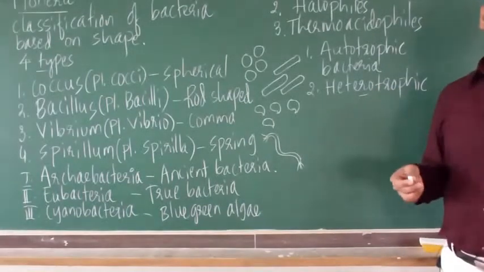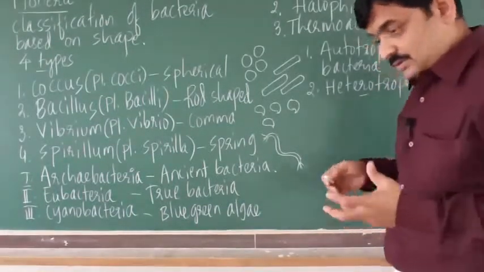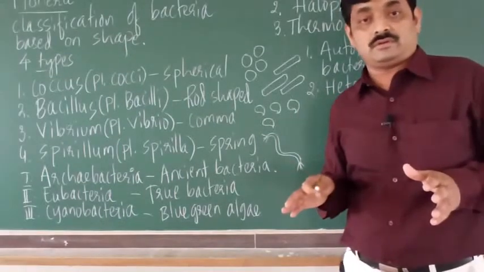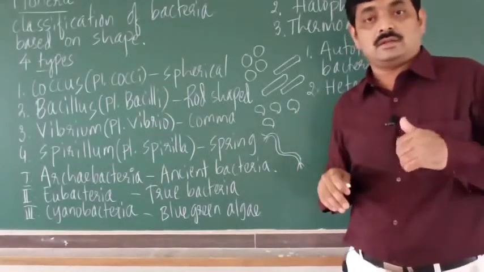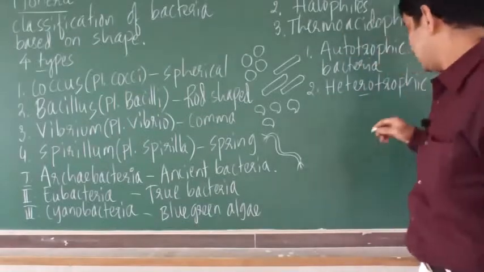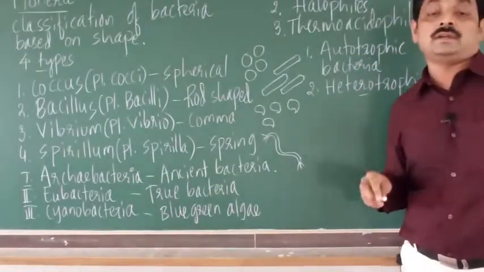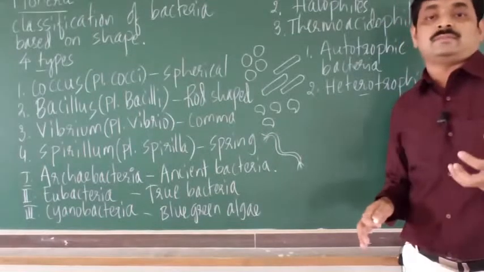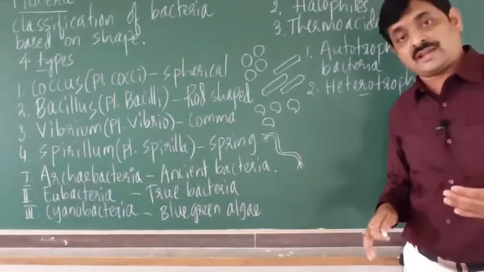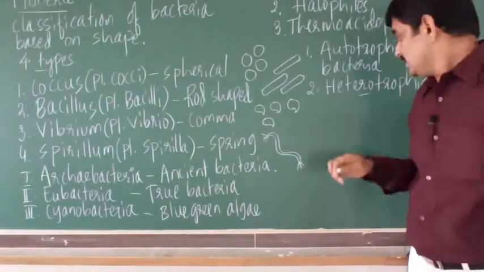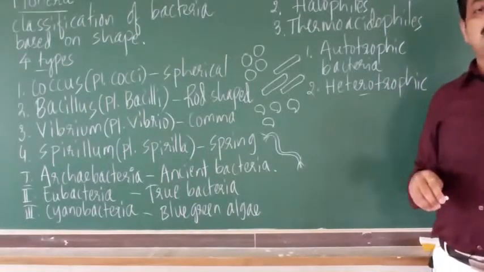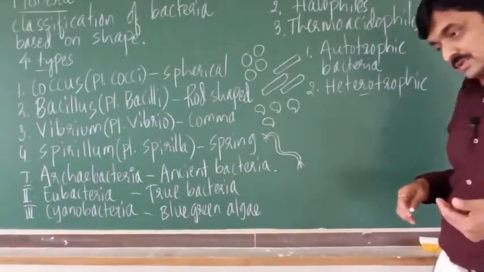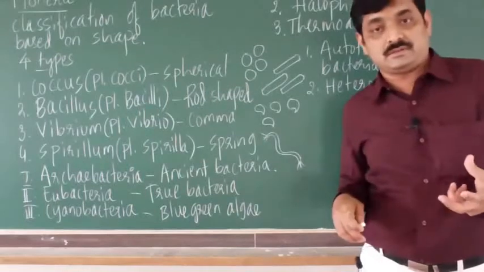Then heterotrophic bacteria. So heterotrophic means they cannot synthesize their own food. Such bacteria, they are called heterotrophic bacteria. So such bacteria, they depend on other organisms to obtain food. So heterotrophic bacteria can be classified into different types such as the saprophytic bacteria.